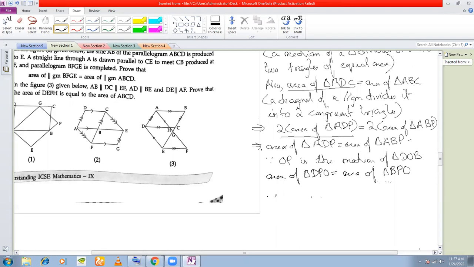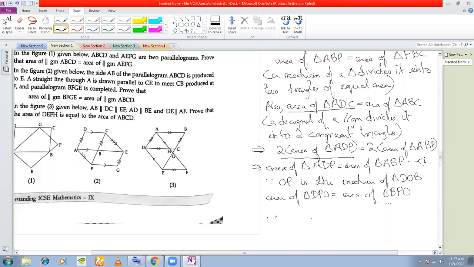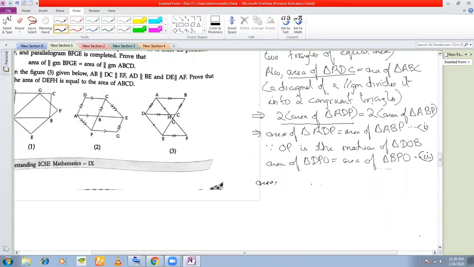So now if I add these two, have I named this anything earlier? No. So if I call this 1 and this 2 and I add them, adding 1 and 2: area of triangle ADP plus area of triangle DPO must be equal to area of triangle ABP plus area of triangle BPO, right?